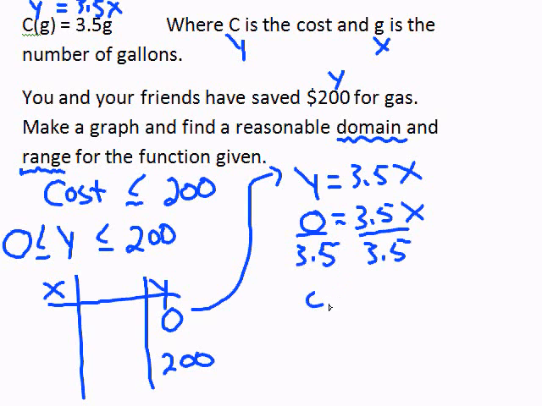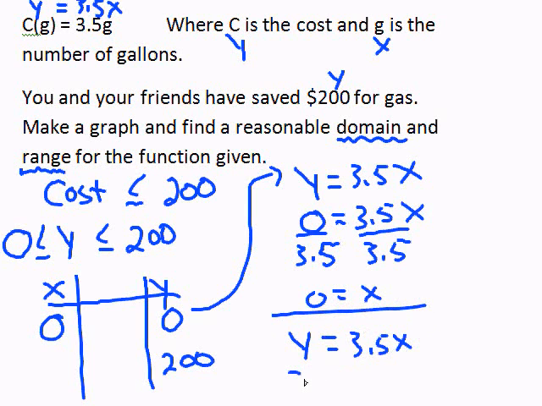0 over 3.5 is 0. So we know that if y is 0, x is also 0. Well, what if y is 200? Then we end up with, so y is equal to 3.5x. We end up with 200 is equal to 3.5x. We divide both sides by 3.5.